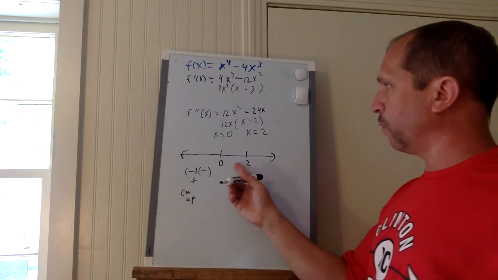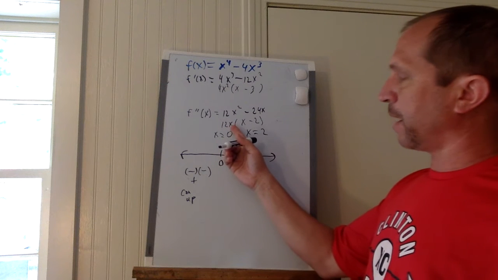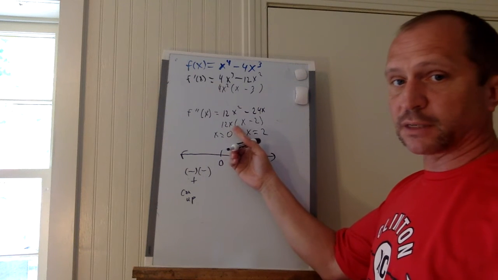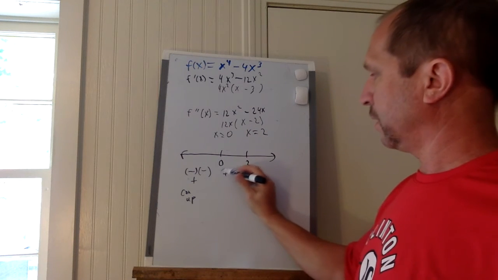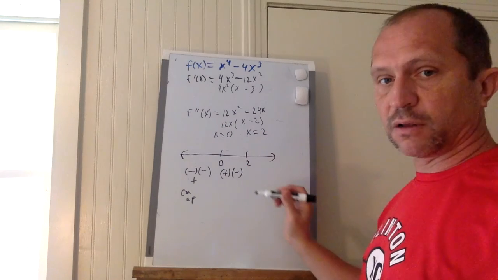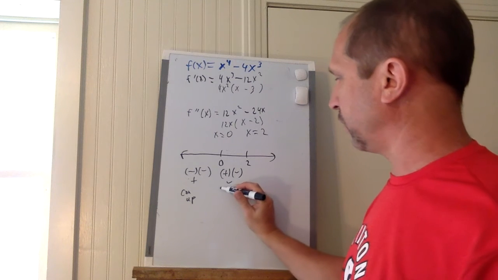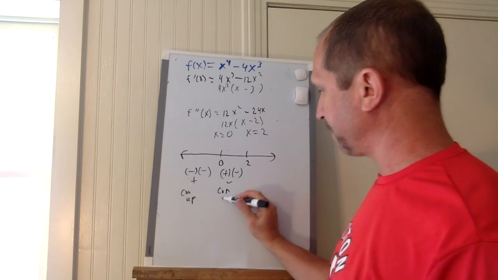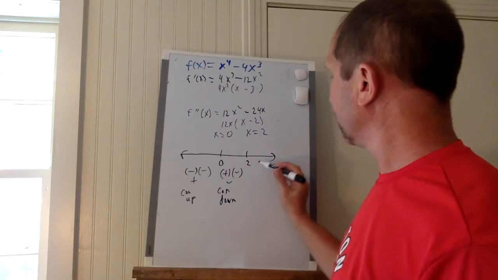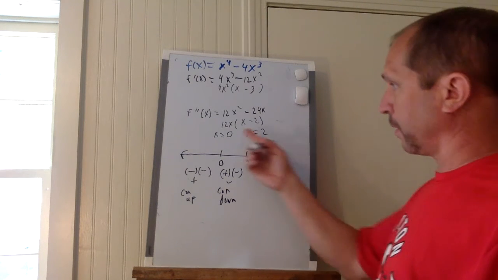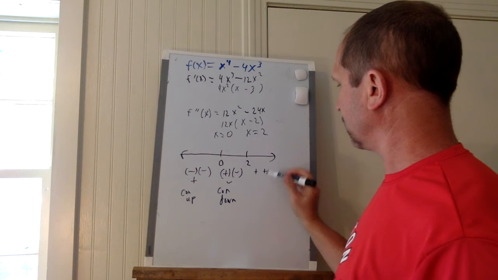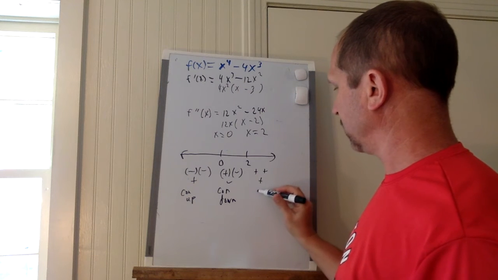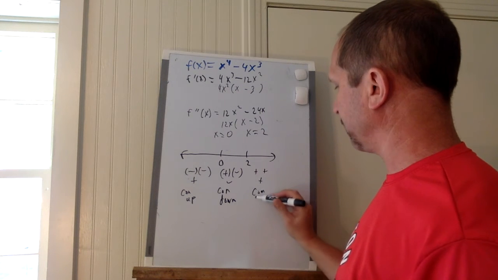All right, at 1, you've got a positive here. 12 times 1 would be positive. 1 minus 2 is negative, so a positive times a negative would yield a negative, so we would be concave down. And then finally, we've got a number like 3, positive times positive, which is positive, so we're concave up again.